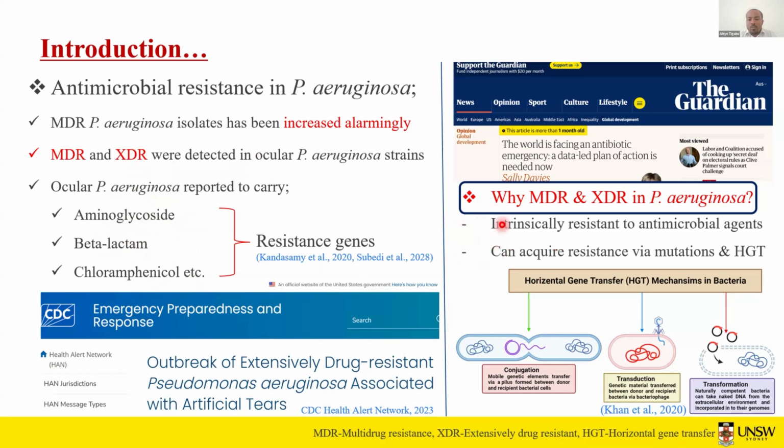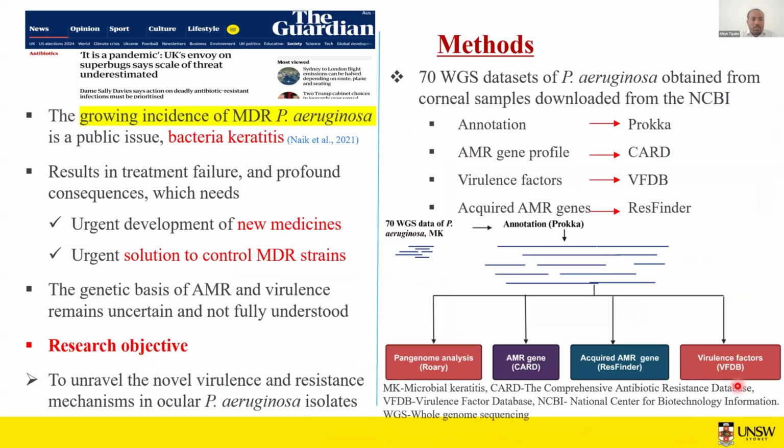There are 2 possibilities. One possibility is that it is intrinsically resistant to several antimicrobial agents. Also, this opportunistic pathogen is highly adaptable and can acquire resistance via mutation and horizontal gene transfer mechanisms through conjugation, transduction, and transformation. The growing incidence of multi-drug resistant Pseudomonas aeruginosa is a public issue, and it results in treatment failure and profound consequences. So it needs an urgent development of new antibiotics and an urgent solution to control the circulation of these multi-drug resistant strains.